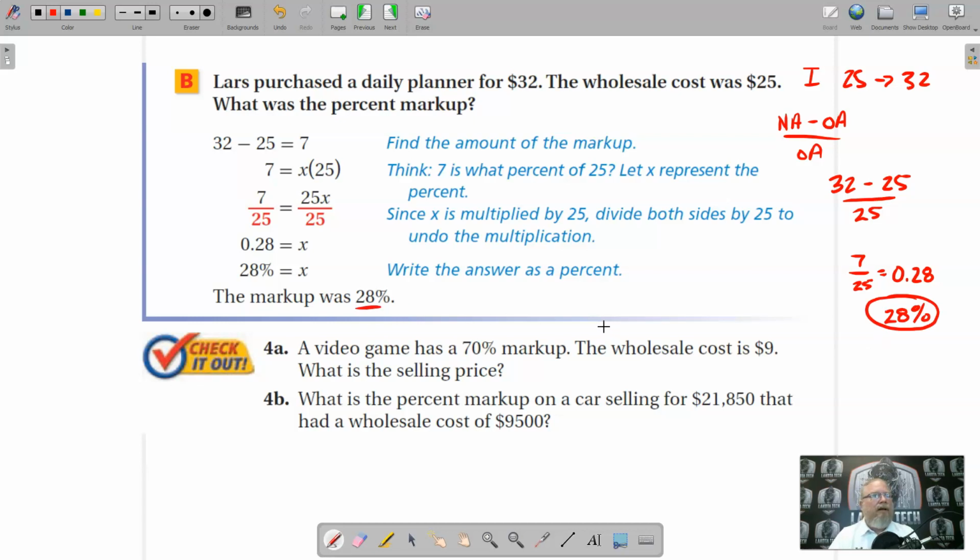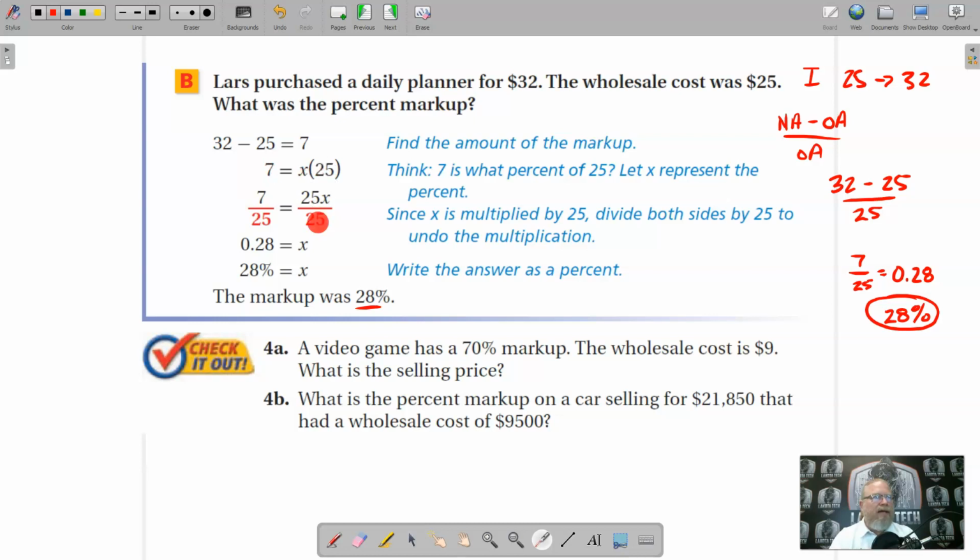So it's interesting how they introduce that formula at the beginning, and then they start doing it in other methods here. So let's look at the way that they did it. They take 32 minus 25 and get 7, which is what we did there. And then they're thinking, okay, so we know that 7 is some percentage of 25, right?